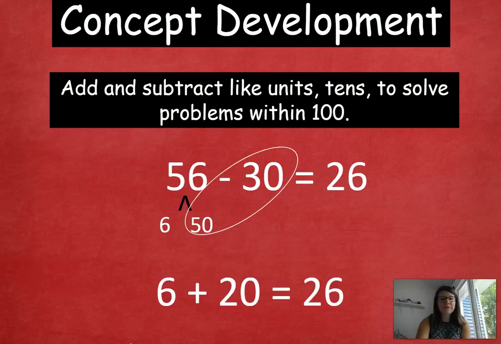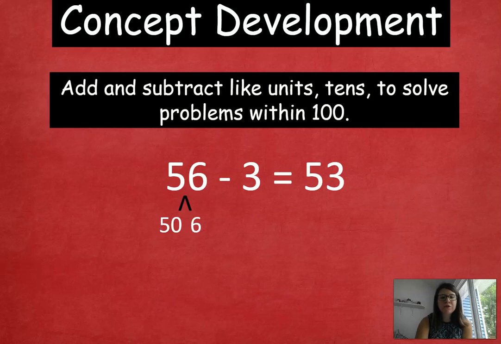Alright, I'm going to skip this one. Let's try this one. So go ahead and draw it, or do it as number bonds. I'm going to draw this one. 1, 2, 3, 4, 5 tens. 1, 2, 3, 4, 5, 6. 56 minus 3. So I'm going to cross off 1, 2, 3.